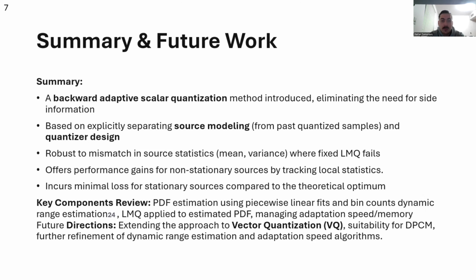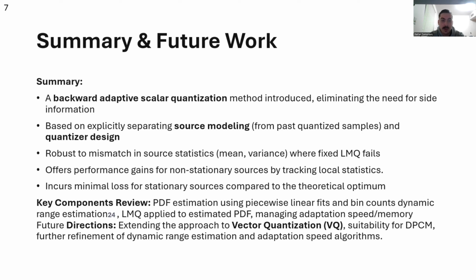In summary, the paper introduces a backward adaptive scalar quantization technique. A key feature is that it requires no side information, adapting based purely on past quantized samples. The algorithm is conceptually separated into two main parts: source modeling to estimate the PDF from quantized data, and quantizer design using standard methods like LMQ on the estimated PDF.